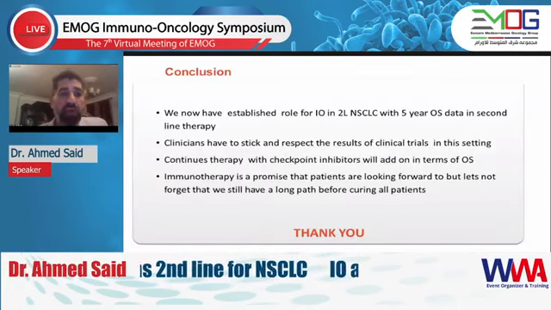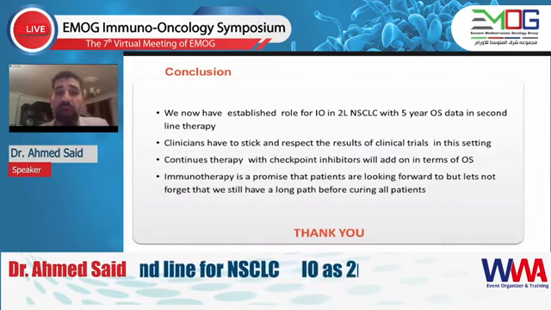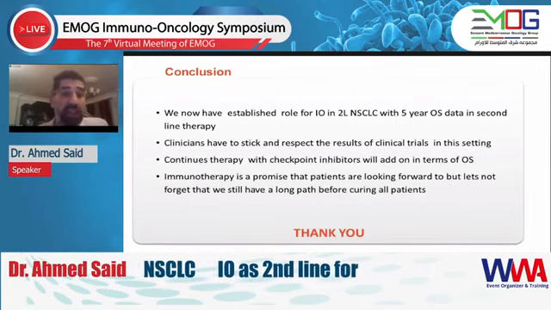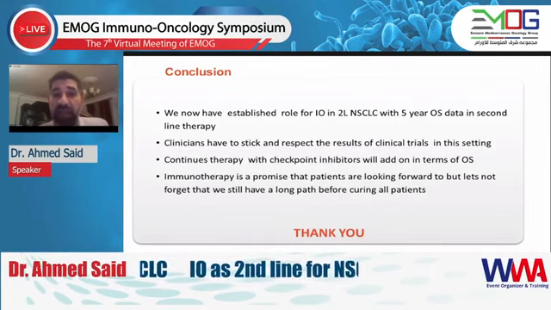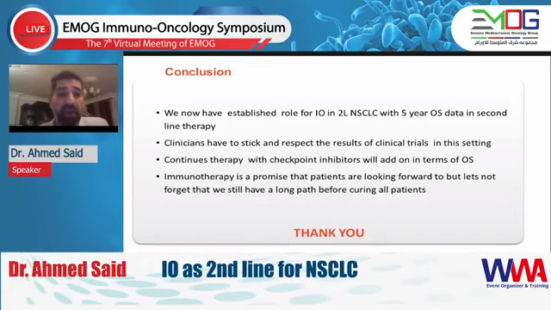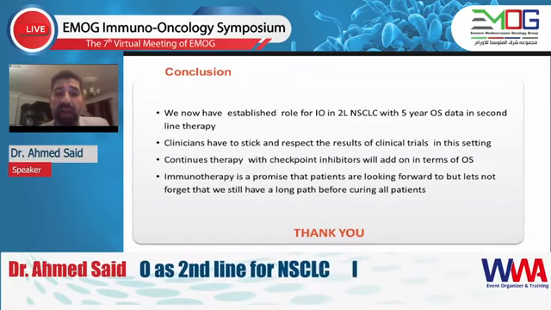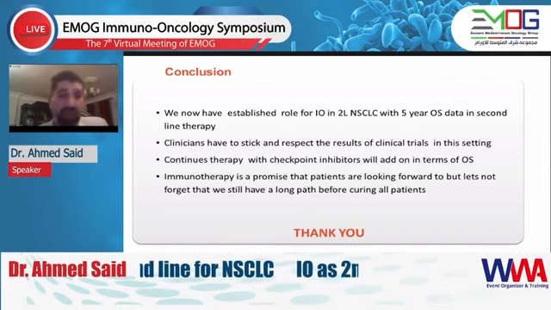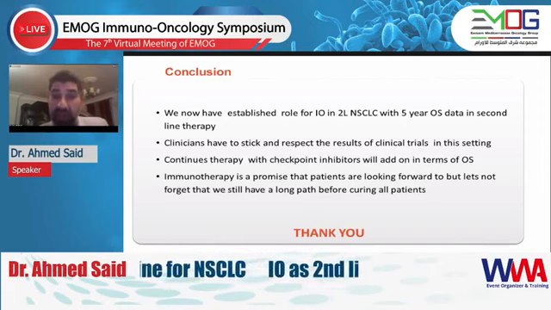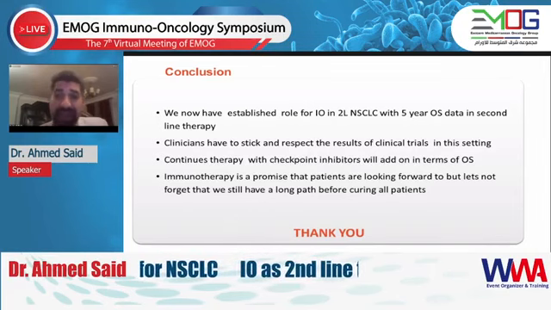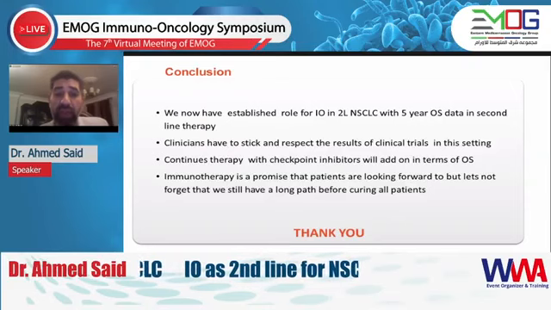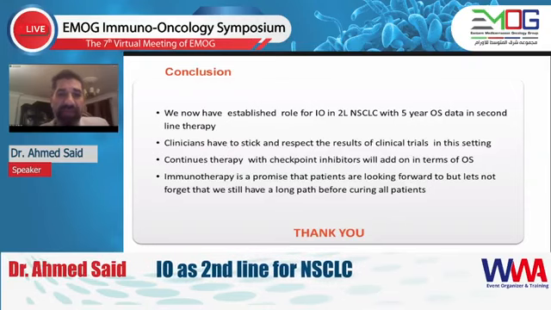So to conclude, we now have an established role for IO in second-line non-small cell lung cancer, with 5-year overall survival data in second-line therapy. Clinicians have to stick to and respect the results of clinical trials in this setting. Continued therapy with checkpoint inhibitors will add to overall survival. Immunotherapy is a promise that patients are looking forward to, but let's not forget that we still have a long path before curing all patients. Thank you very much.